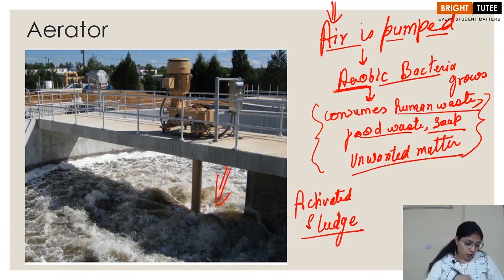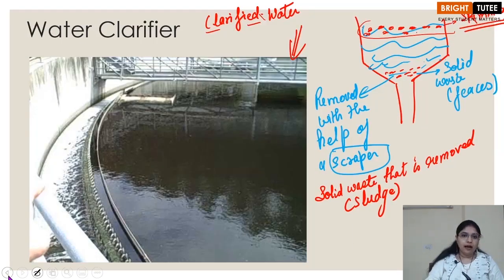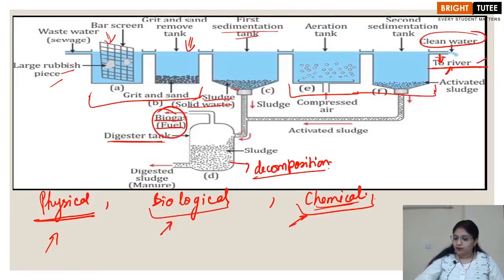If we go back to the overview again, over here you can see that this is the second sedimentation tank. After the aeration tank, we put the water into the second sedimentation tank, right? Because remember, aeration is taking place in the aerator tank. Then the water is removed and put in the second sedimentation tank. Over there, what is happening? The settlement of the microbes is taking place.